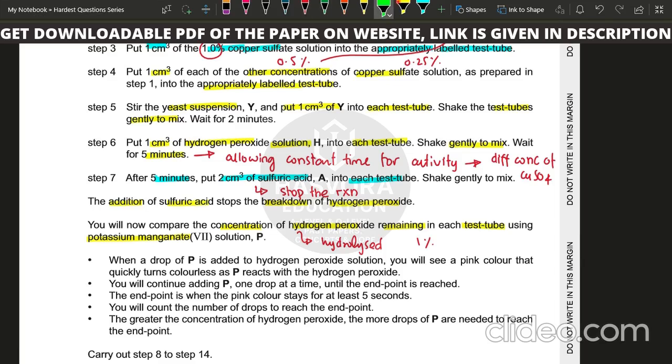Okay, so when a drop of potassium permanganate is added to the hydrogen peroxide solution, you will see a pink color that quickly turns colorless, as the permanganate reacts with the hydrogen peroxide. So you will continue adding it one drop at a time until the end point is reached. And what is the end point? The end point is when the pink color stays for at least 5 seconds. Okay, it is possible that the pink color will actually remain after 5 seconds, but you only have to wait for 5 seconds, not more than that, because it will disappear and add obscurity to your results. So you will count the number of drops to reach the end point.